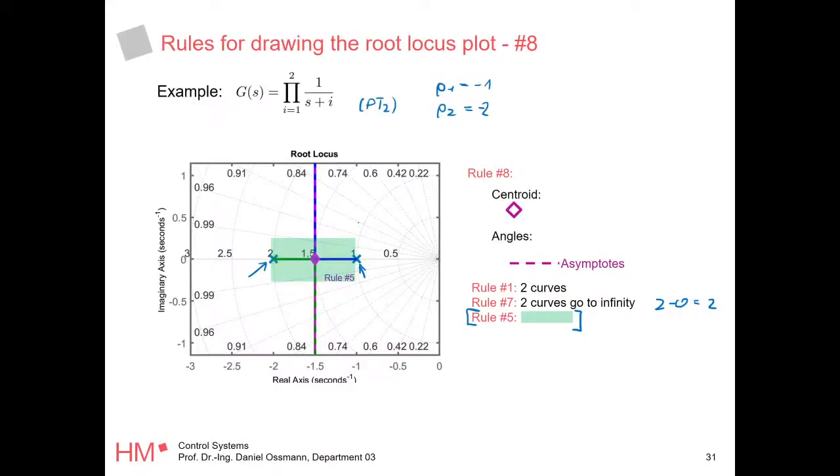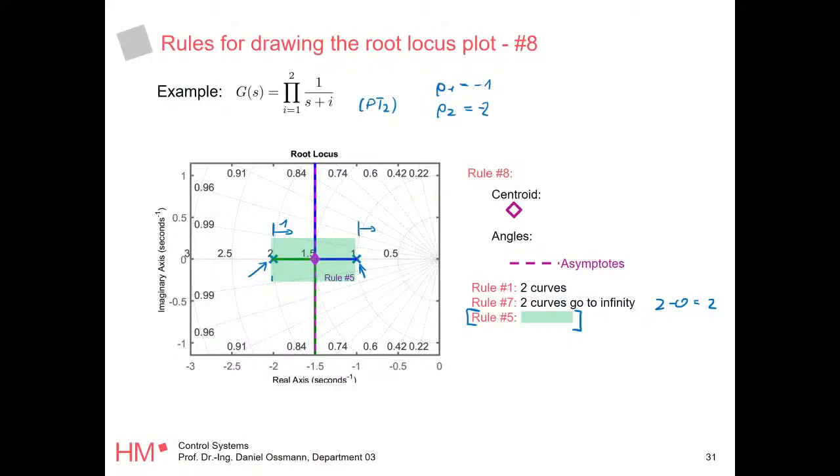And the rule says, okay, look for the odd number of poles to your right, and this part of the x-axis then belongs to your root locus curve. Here, when you look from here to the right, you actually have only 1. So this area here needs to belong, blue is probably not the best, let's go with orange. This area must belong to our root locus curves, right? This is what rule number 5 says.